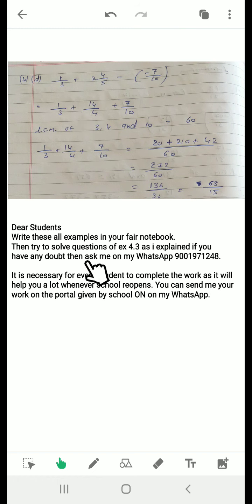Okay, dear students, write all these examples in your fair notebook. Then try to solve the questions of exercise 4.3 as I explained. If you have any doubt, then please ask on WhatsApp, or you can ask on the portal given by the school. It is necessary for every student to complete the work.